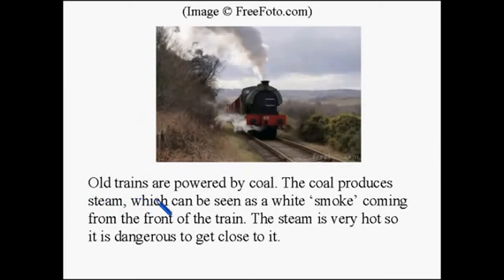Old trains are powered by coal. The coal produces steam, which can be seen as white smoke coming from the front of the train. The steam is very hot, so it is dangerous to get close to it.